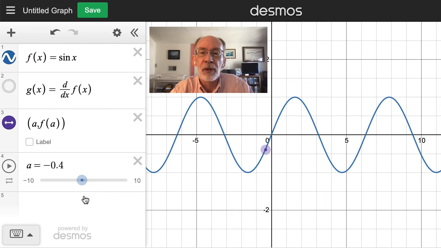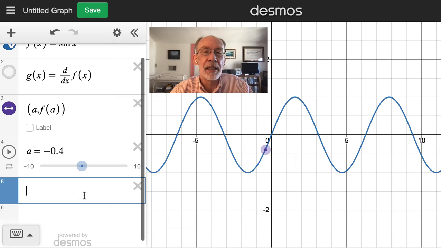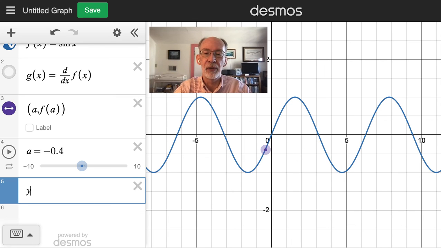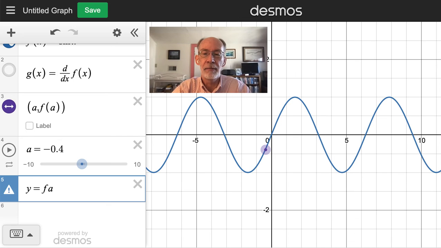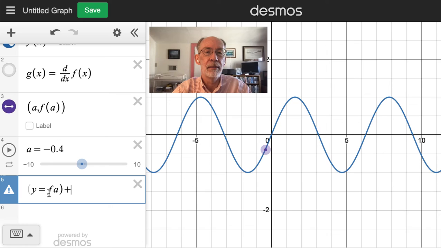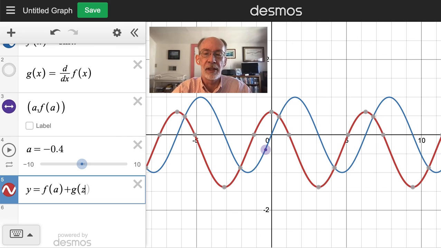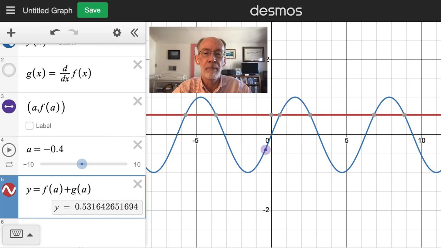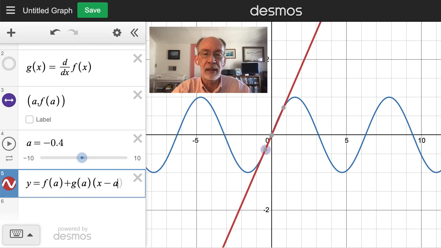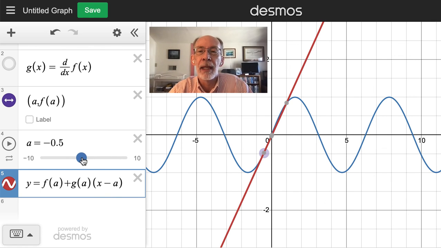But our main interest was to have a tangent line. And so the equation of the tangent line is going to be y equals f of A plus, got my parentheses in the wrong place, there we go, f of A plus g of A, the slope of the tangent line, I said A, times x minus A. And there is our tangent line. And now we can drag it around to our heart's desire.